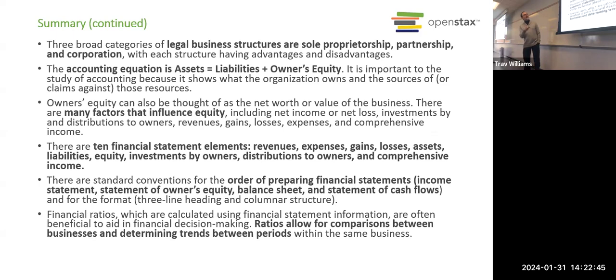We know the accounting equation, which can be expressed in a couple different ways. We know that many things influence the equity, but changes in assets and changes in liabilities don't necessarily change the equity, right? We looked at some of these different types of accounts: revenues, expenses, gains and losses, assets, liabilities, and equity, investments by owners, distributions to owners, and the rare comprehensive income type of account.